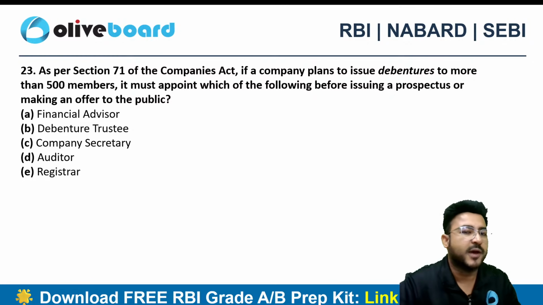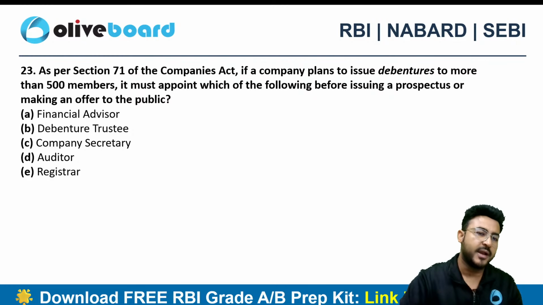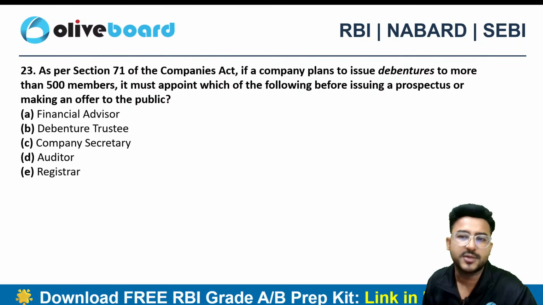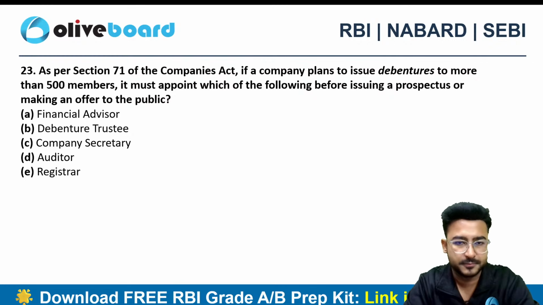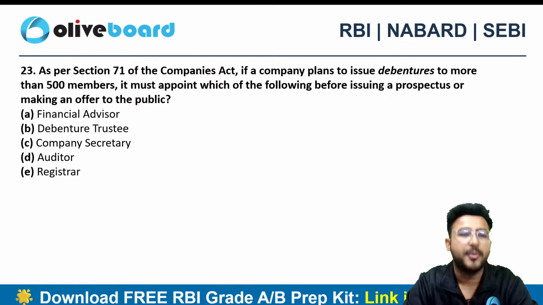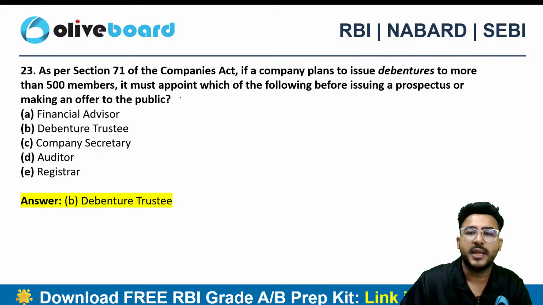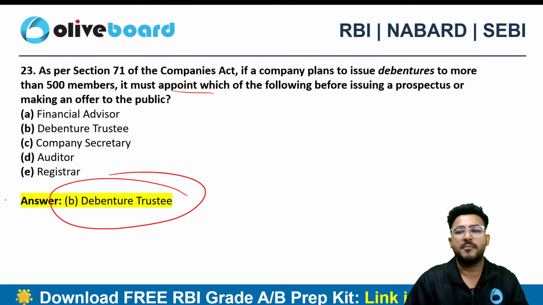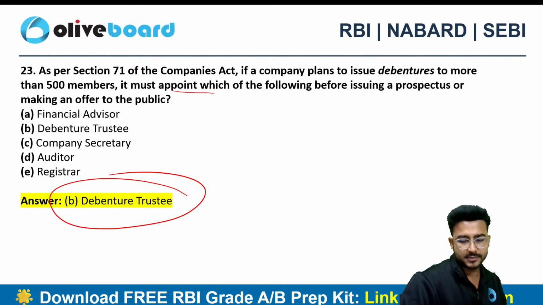As per section 71 of the Companies Act, if a company plans to issue debentures to more than 500 members, it must appoint which of the following before issuing a prospectus or making an offer to the public? They need to appoint a debenture trustee. If a company plans to issue debentures to more than 500 members, it needs to appoint a debenture trustee here before issuing the prospectus. Now this debenture trustee will take care of the interest of the debenture holders.